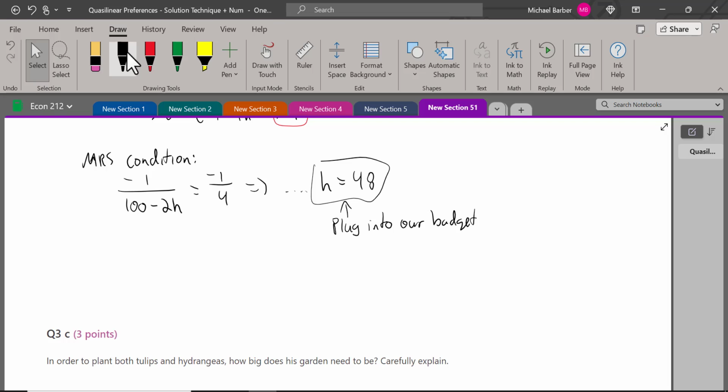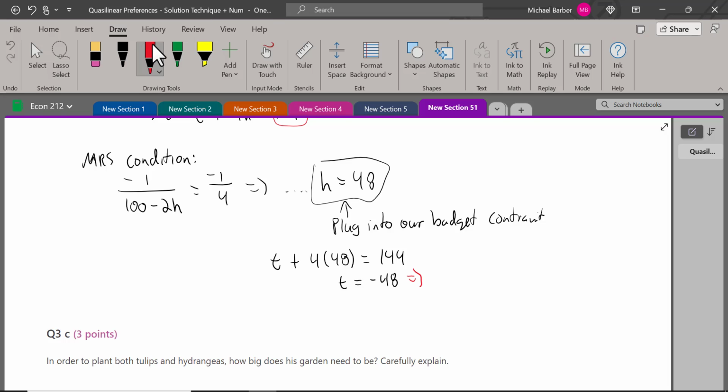So now we have t plus 4 feet per hydrangea times 48 equals 144. This is our budget constraint. But notice when we try to solve for t here, we're going to get a negative amount. We're going to get t equals negative 48. We can't plant a negative amount of tulips. It makes no sense, right?